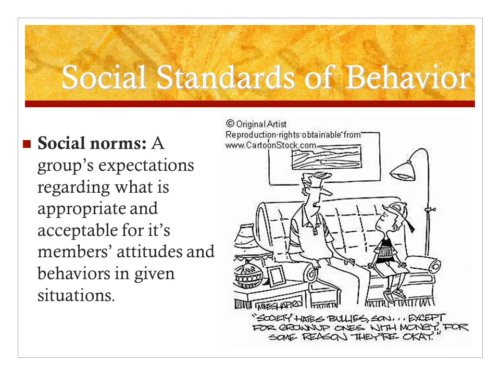Social norms is the last term here. It's a group's expectations regarding what is appropriate and acceptable for its members' attitudes and behaviors in a given situation. So police officers have social norms which they're going to follow. Social norms are things like the job or the duties, the roles that they're supposed to be following when they're performing certain things. So it's their attitudes that they're supposed to be taking, and it's their behaviors that they're supposed to be following.